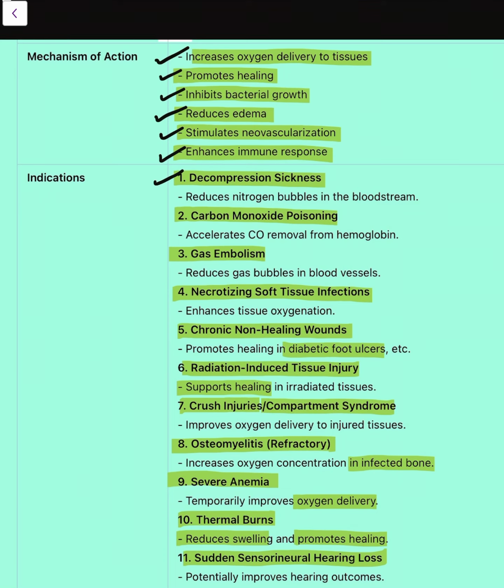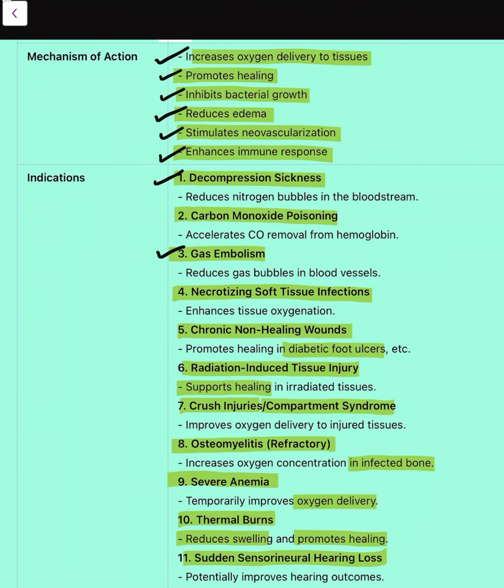Decompression sickness, as we all know, involves big nitrogen bubble formation. So this hyperbaric oxygen will create a gradient such that the nitrogen from the bubbles will diffuse back into the blood, reducing the size of the bubbles. The same thing happens in gas embolism, where we can also use it.